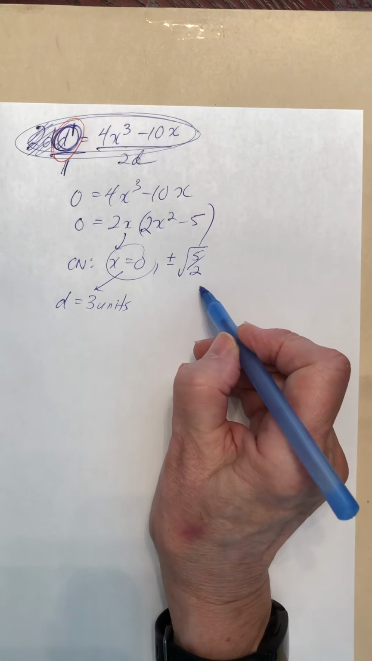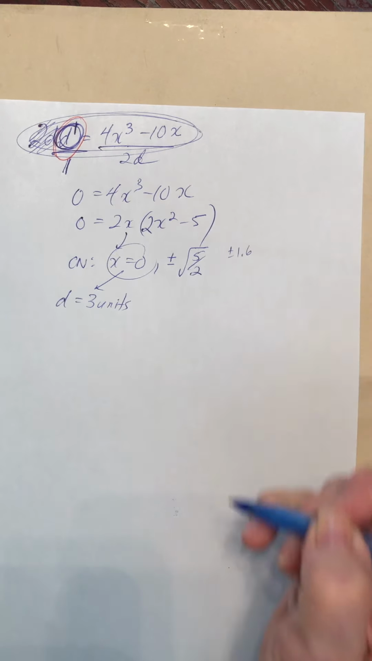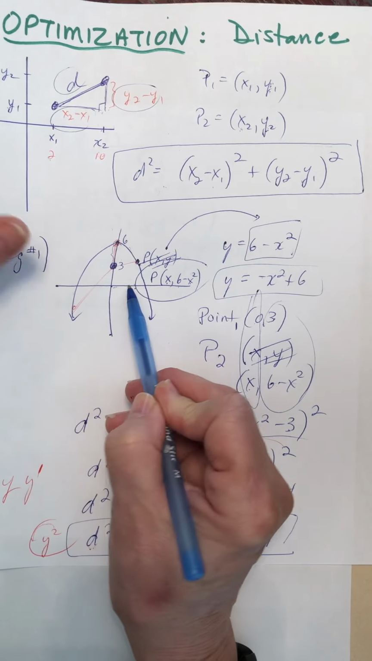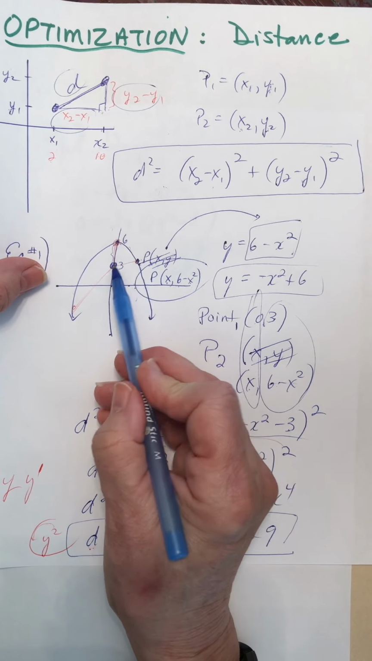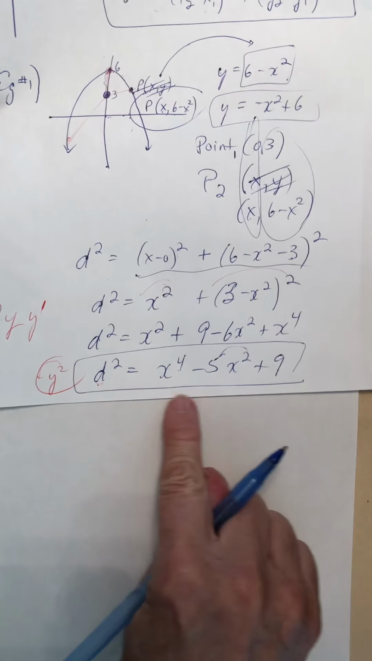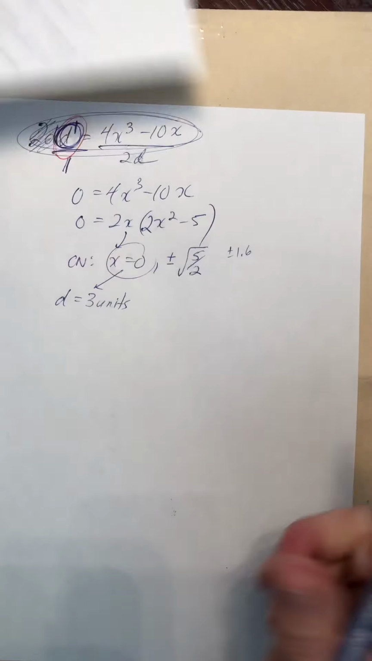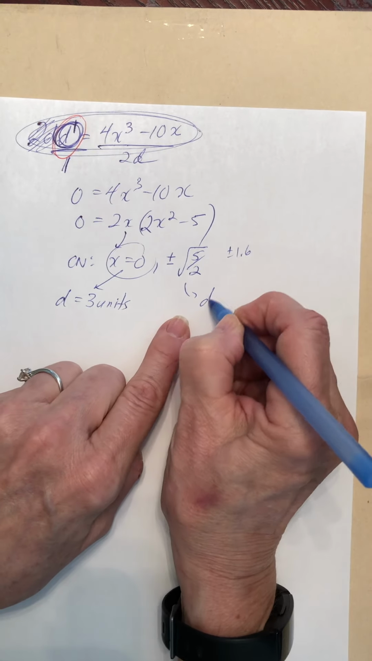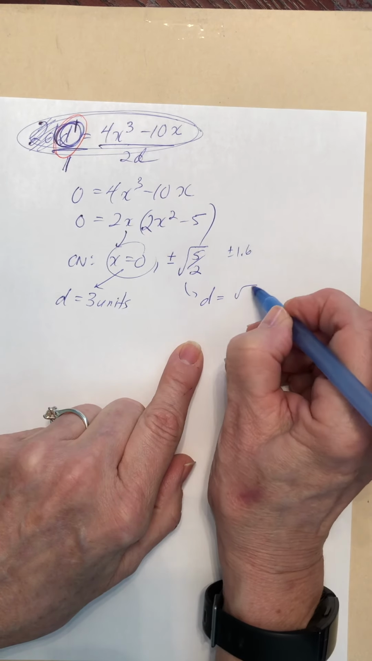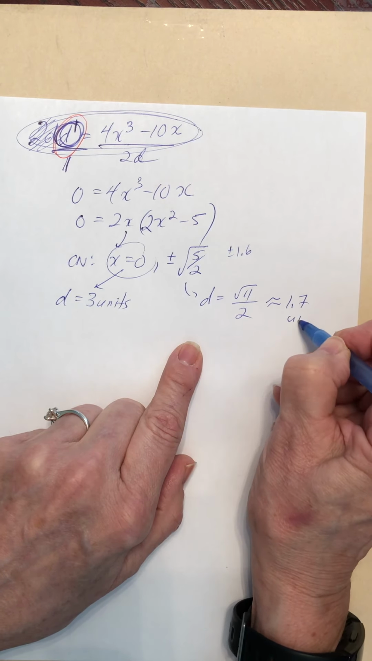But I better check this one out too. Square root of 5 over 2, I think that's around positive or negative 1.6. So maybe it would be better to be over here on the x-axis somewhere at about 1.6. Maybe that point would be closer to this key point than this one was. So you now will take that square root of 5 over 2, put it back in here, and evaluate it. So I'm just going to skip ahead. That turns out to be, we get square root of 11 over 2, which is approximately 1.7 units.